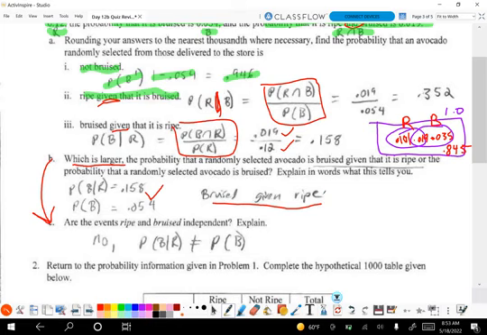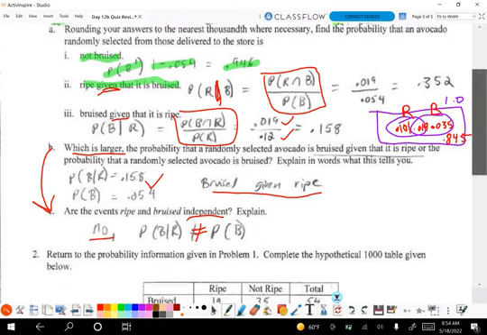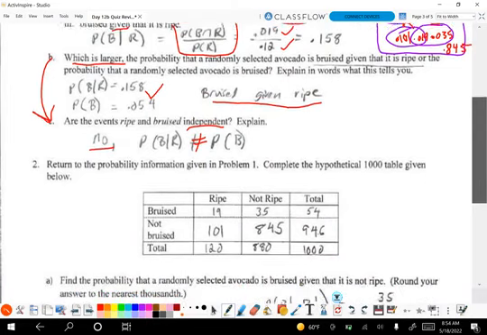So in answering our independence question next, where it says, are these events independent, we can use the probabilities from B, because we're always comparing the single probability event, in this case probability of being bruised, with the probability of being bruised in the context of only looking at the ripe avocados. Since these probabilities are not the same, then the events bruised and ripe are not independent.